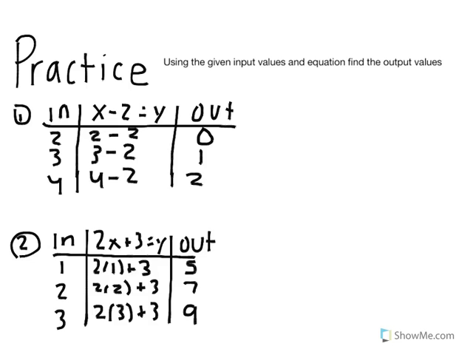Okay, so here are the answers. When I plugged in my inputs for the first one, I got 0, 1, and 2. For the second one, I got 1, 2, and 3, and my work is shown in the middle.